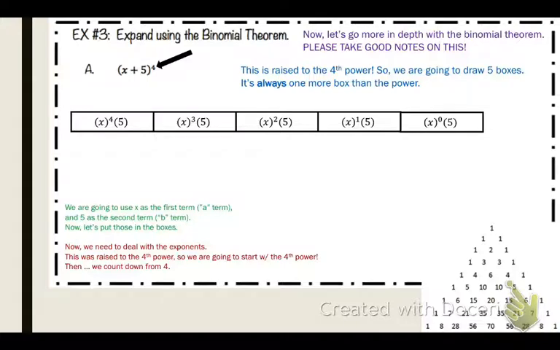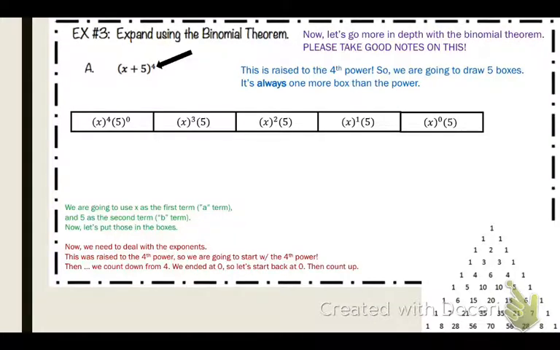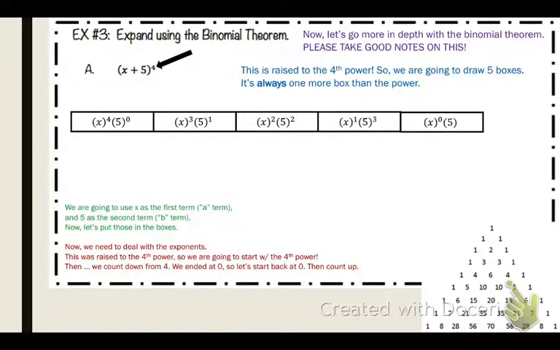Now we have to deal with our 5, because those also have to be raised to exponents. We ended at 0, so we're going to start back at 0. So it's 0, 1, and then we count up: 1, 2, 3, 4. Okay?